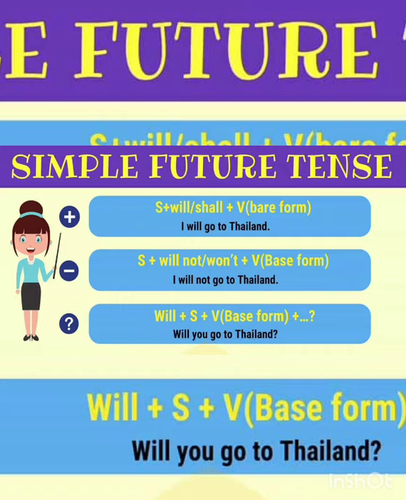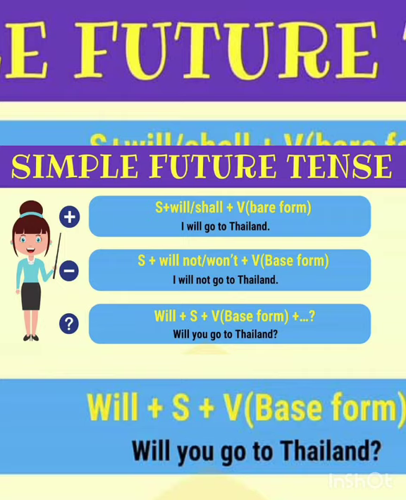Here the subject comes first, that is I, and then will is used, either will or shall, and then comes the verb. And to frame a negative sentence in simple future tense, first comes the subject and then comes will not or won't, and then comes the verb 1. For example, I will not go to Thailand. And then to frame an interrogative sentence, first comes will or shall, that is the modal auxiliary, and then comes the subject and then comes the verb. For example, will you go to Thailand? This is about simple future tense.